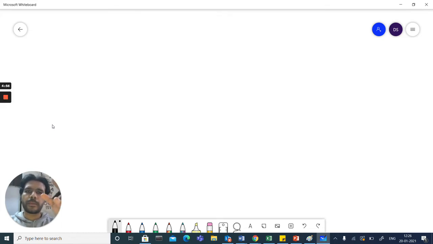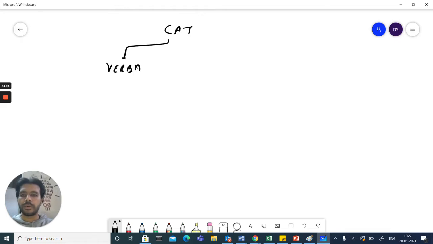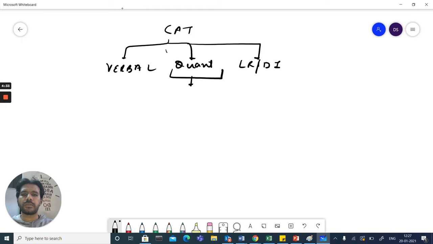We are here to talk about the different parts of CAT. If I talk about CAT, the paper normally gets divided between verbal, then Quant, and then LRDI. Between these, today we're going to talk about the first topic of Quant, and the first topic in Quant is numbers. In the next few minutes, we'll talk about what all comes in numbers, and we'll start with the first subtopic of numbers.